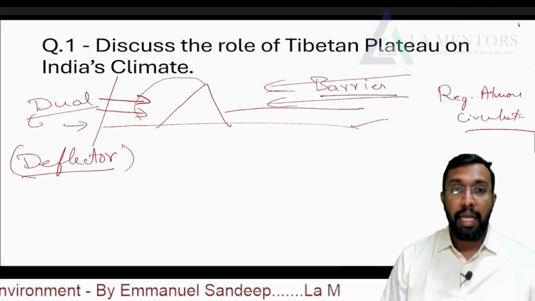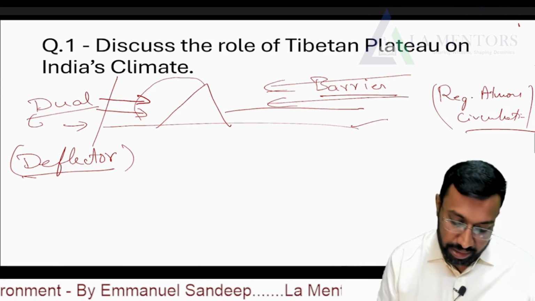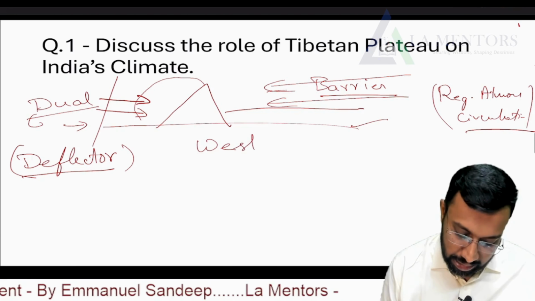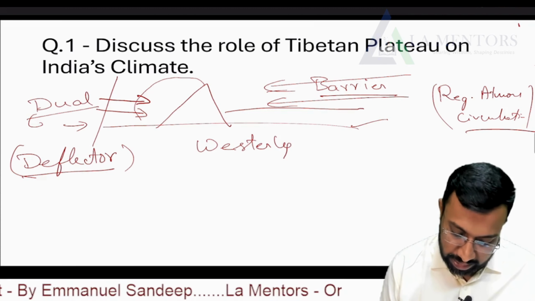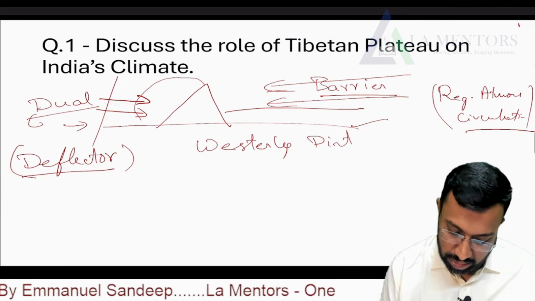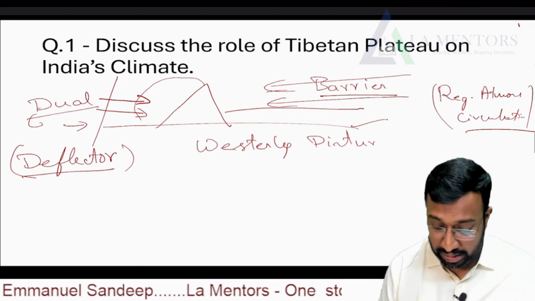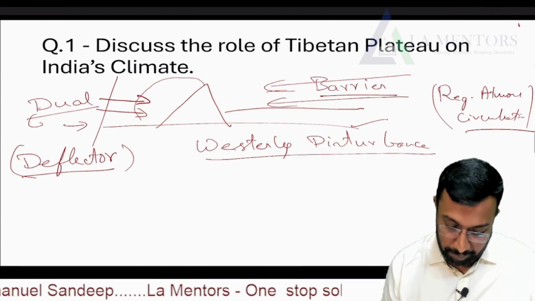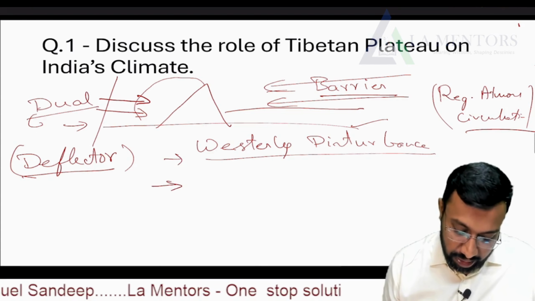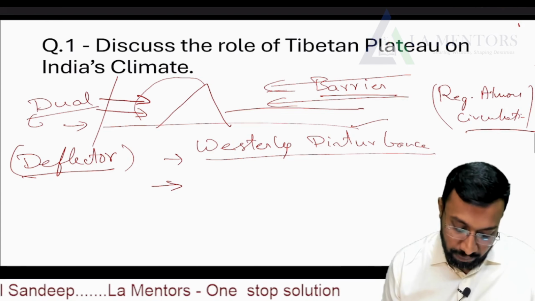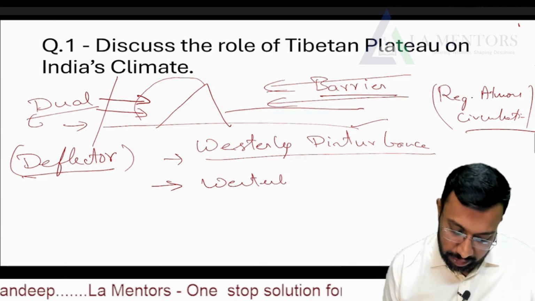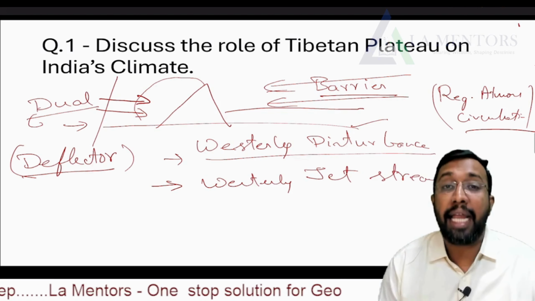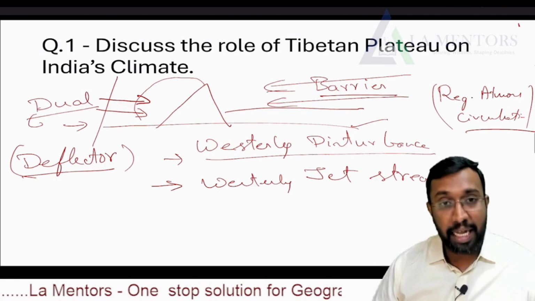Yes, in this regional atmospheric circulation you have western disturbances which have been deflected, and then you have westerly jet streams in the higher latitudes which are again being deflected.